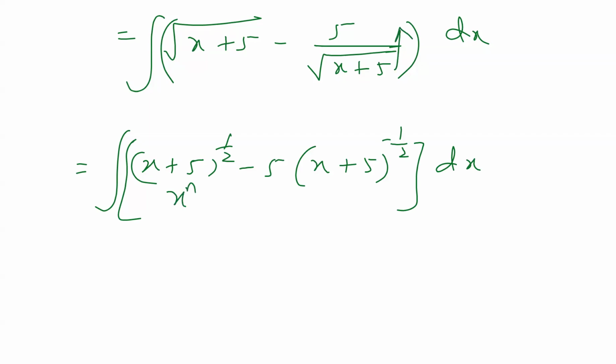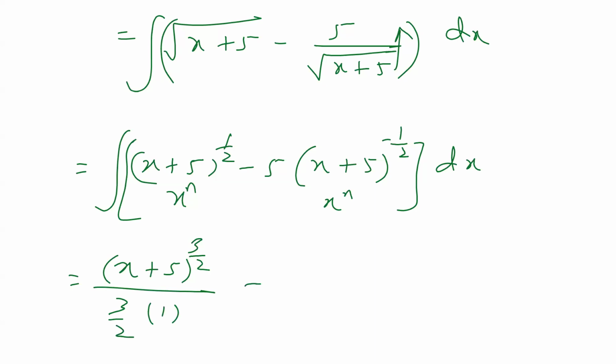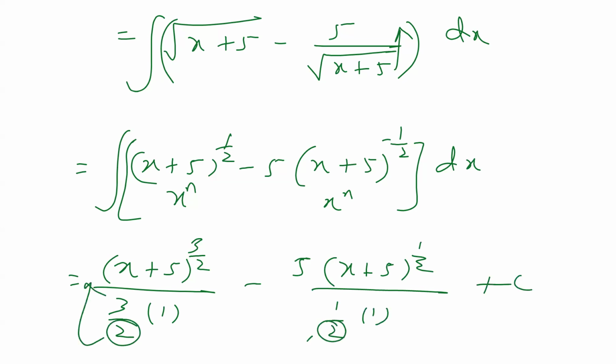Now this is x raised to n individual integration. So x raised to 3 by 2 upon 3 by 2, and d by dx of x plus 5 is 1 because x plus 5 is linear. So derivative of x plus 5 will be down, but then any which ways it is 1. Minus 5 x plus 5 raised to half upon half, and this is 1. So you can take this 2 up and finish the problem. Okay, so that was your question number 26. So let us go to question number 27.